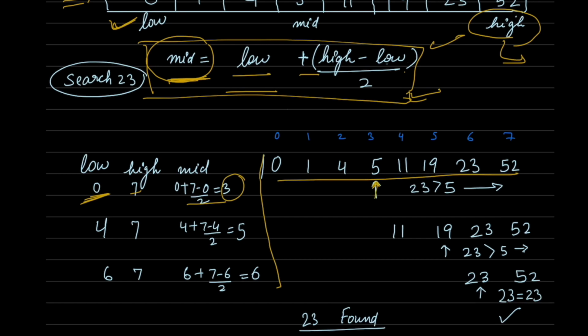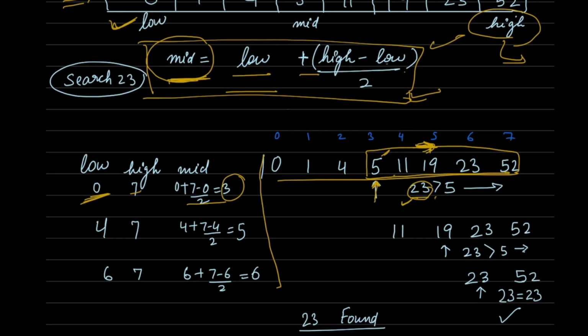So we go ahead and check, is 23 greater than 5? Yes. Since 23 is greater than 5 and we know that this is a sorted array, all the elements to the right side of the current element, which is 5, would be greater than 5, which means if we want to search for 23, it will either be present there or it will not be present in the array.